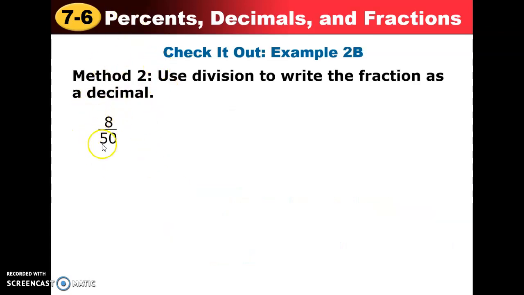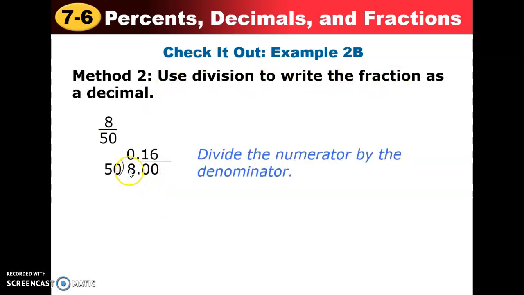Okay, this one, again, super easy. You could probably do this in your head. It's 16% because you can multiply the numerator and denominator by 2, but we want to practice using our division. So we're going to divide the numerator, 8, divided by 50. 50 does not go into 8. 0, right? So we're going to add our decimal, float it up, and then add 2 more zeros. You might have to add more than 2 zeros. It just depends on what you're dividing.